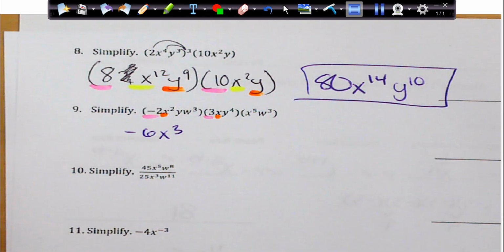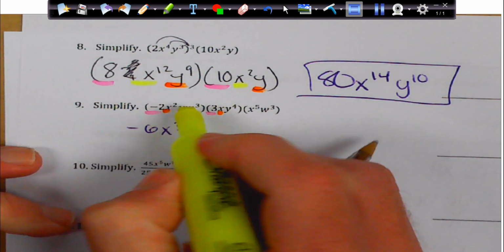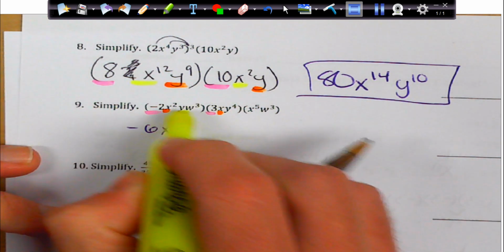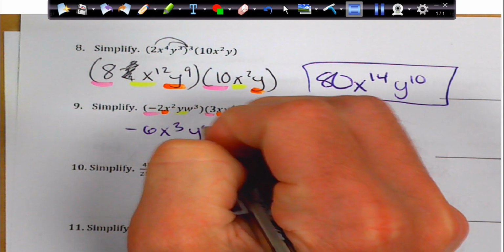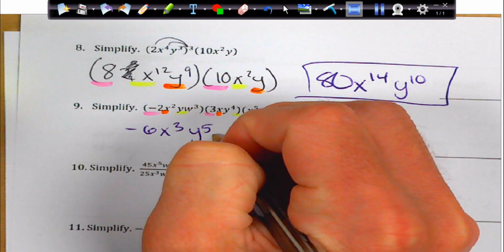Running out of highlighters. Yeah, y times y to the fourth. That should be y to the fifth, and then no w, so it's just w to the third.